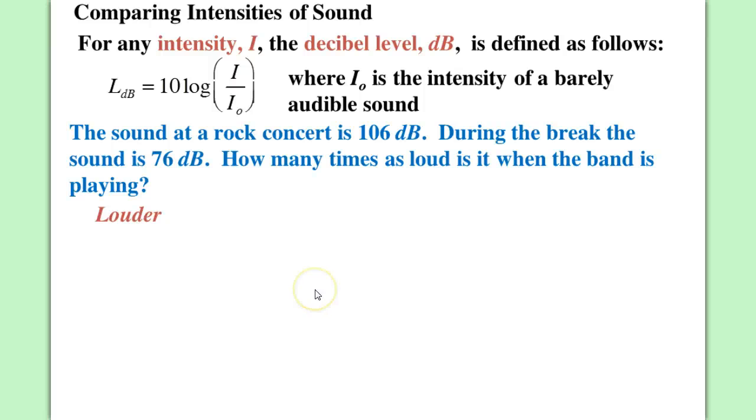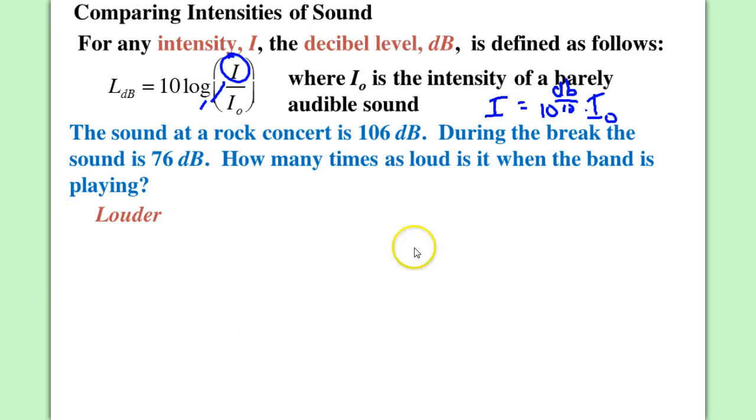If you want to know how intense a sound is, you use the other formula where intensity of the sound is equal to 10 to the decibels divided by 10 times I-O, right? So if you solve this equation for I, that's what you get. And that is usually a more useful version.